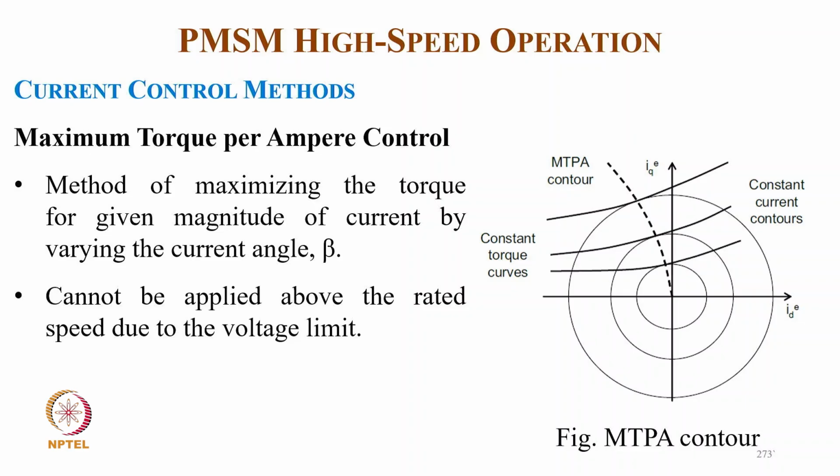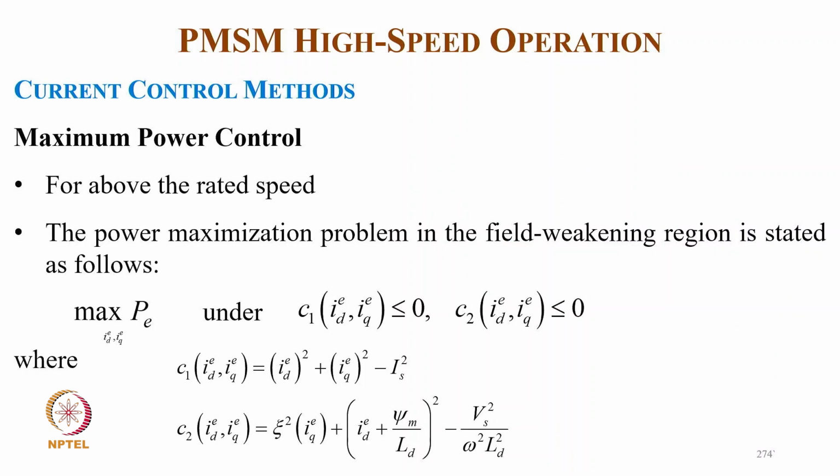The method of maximizing the torque for a given magnitude of current by varying the current angle beta cannot be applied above the rated speed due to the voltage limit. So now, maximum power control for above the rated speed: the power maximization problem in the field weakening region is stated as maximize P under C1(ID, IQ) less than 0, C2(ID, IQ) less than 0.